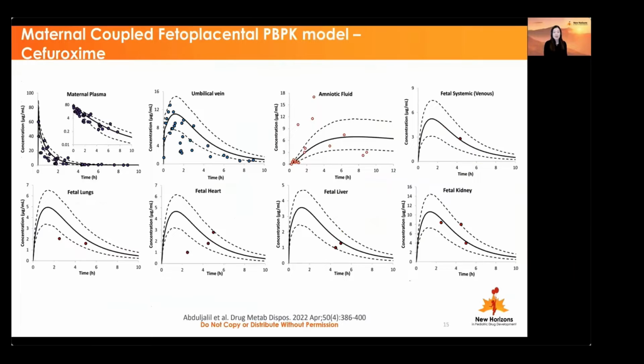So here I'm just going to highlight one example. This is a drug that's used for treating bacterial infection that's mainly renally cleared. And you can see that using this type of coupled maternal fetal placental PBPK model framework, we can simulate maternal plasma concentrations, umbilical vein, amniotic fluid, and various fetal compartments. And in this case, you can see that the simulated data are generally consistent with the observed data.